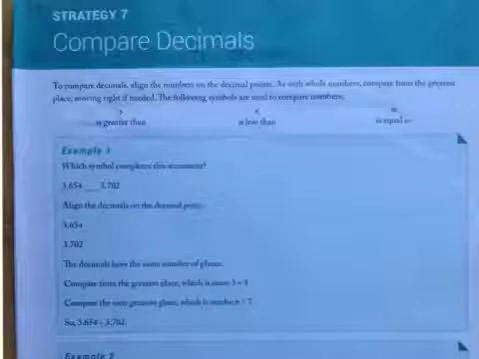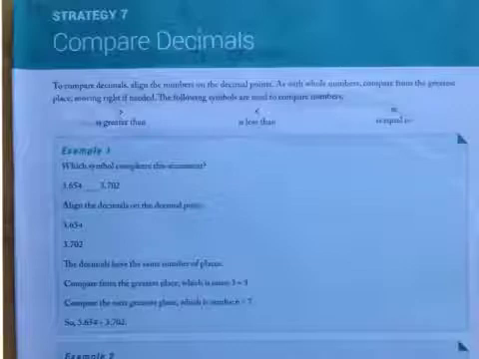So let's look at this. It says to compare decimals, align the numbers on the decimal points. As with whole numbers, compare from the greatest place, moving right if needed. The following symbols are used to compare the numbers. So we know we have the greater than, less than, and equal to sign at the top. So the first example reads, which symbol completes this statement?